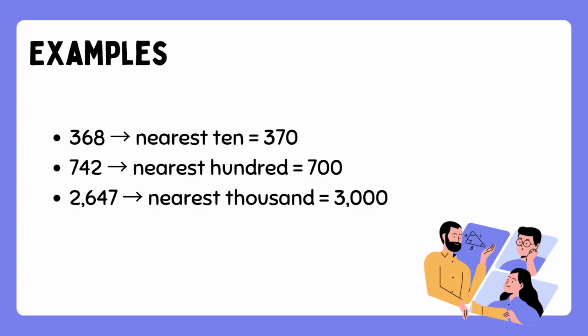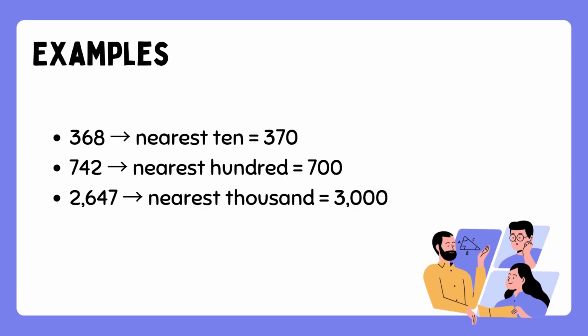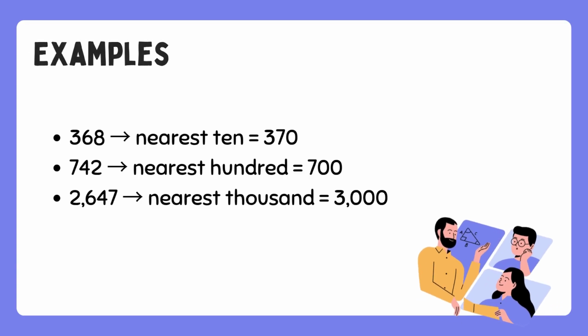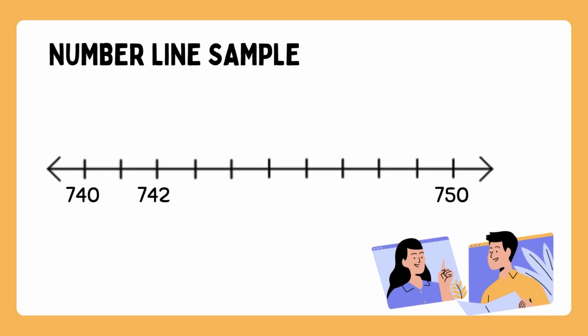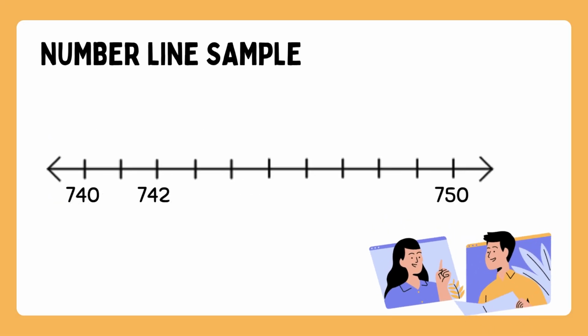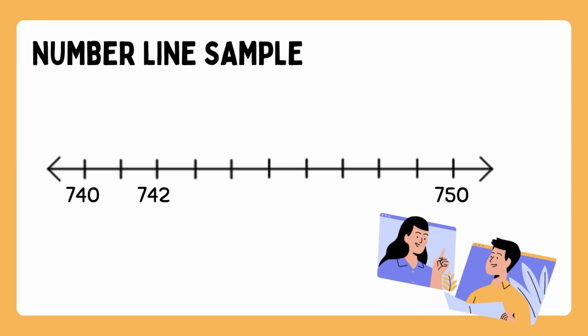For hundreds, look at the tens digit. For thousands, look at the hundreds digit. A number line helps learners see which number a value is closer to, very useful for understanding rounding.